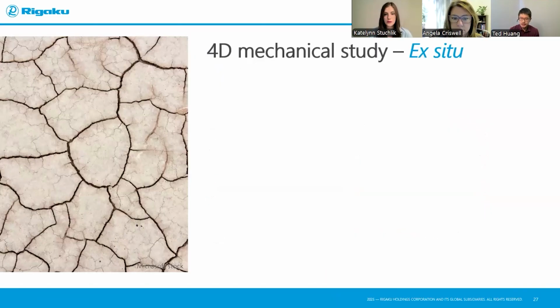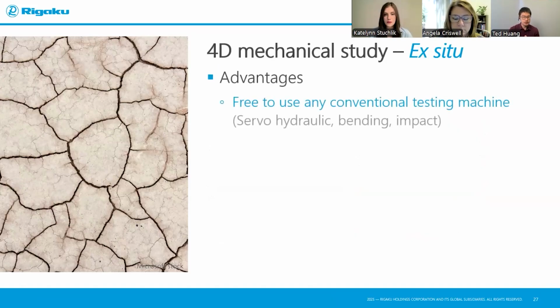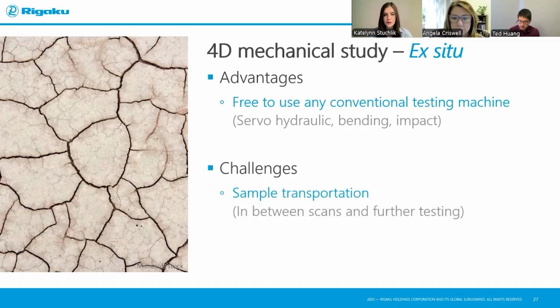So what are the challenges and advantages of ex situ study? Well, the advantage is I'm free to use whatever conventional testing machine I have. In this case, I use servo-hydraulic. You can do bending, you can do impact study. The challenge is, well, how do you get the sample back into a CT in one piece, right? In this case, you have to design based on what kind of test you want to do.